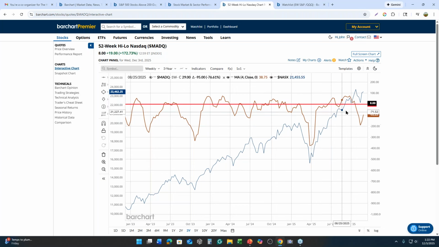Notice that recently, the market was making all-time highs, and right as we made all-time highs, our breadth turned negative. That is telling us that more stocks were falling, even though the index itself was rising. So that would put us at risk.